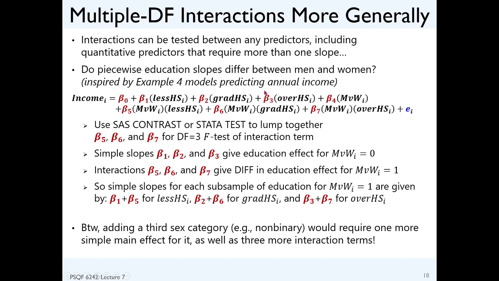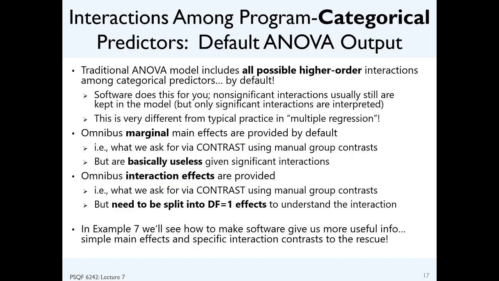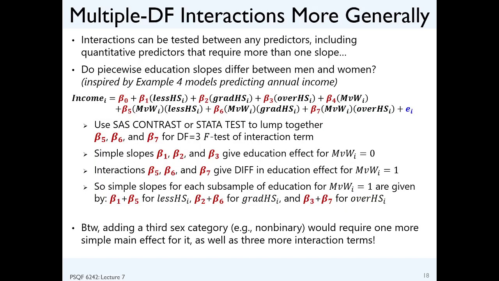Just as a note, the same principle, the idea that you need more than one interaction term anytime that your predictors to be interacted are characterized by more than one fixed slope. Here's another example of what that might look like in the context of quantitative variables that are characterized by more than one slope.